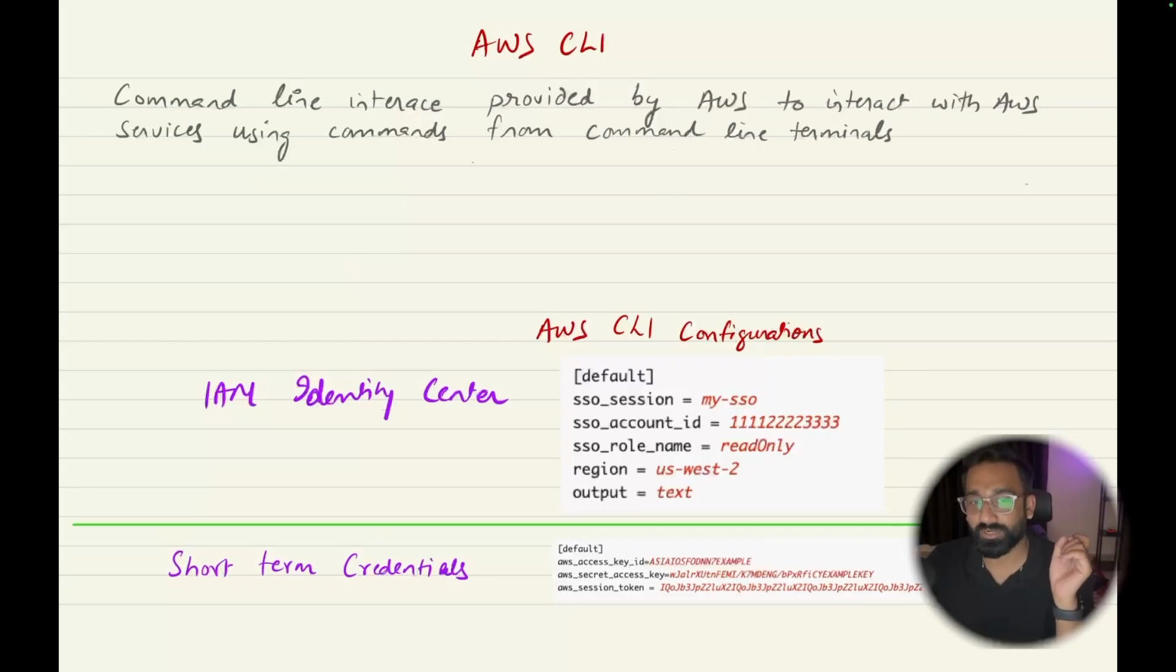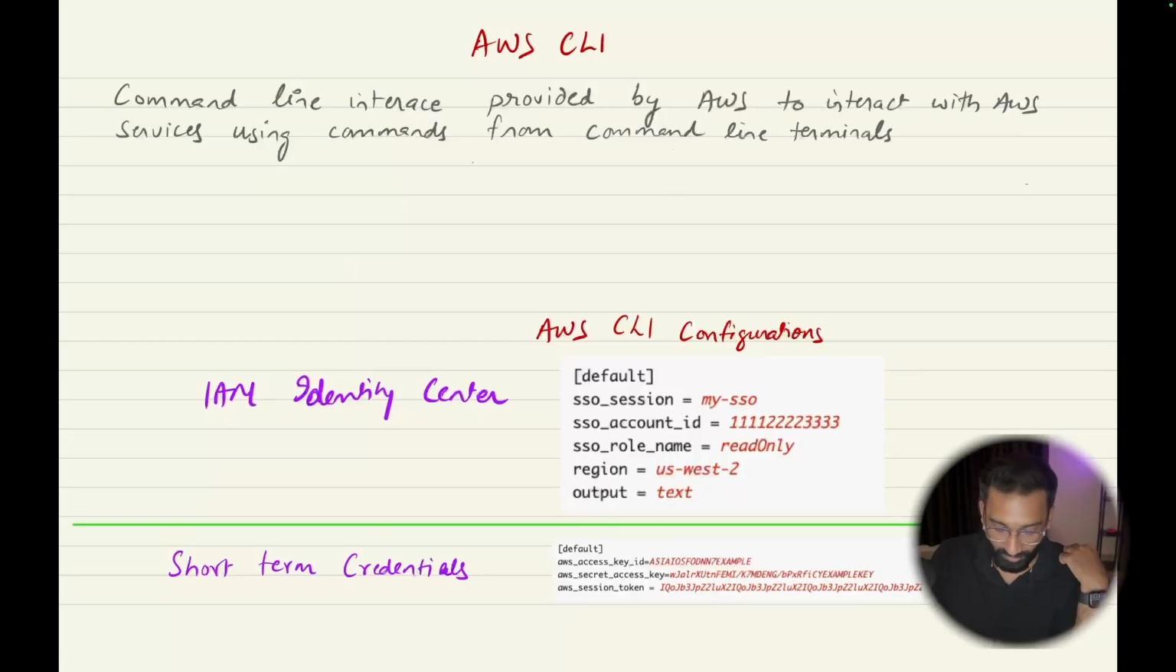So there are multiple ways you can configure your CLIs. One is through your IAM Identity Center. If you are configuring with this, your config file will have something like SSO session, SSO account ID, SSO role, as in what role it has, which region it would be accessing, and what would be the output of the CLI configuration that you have.